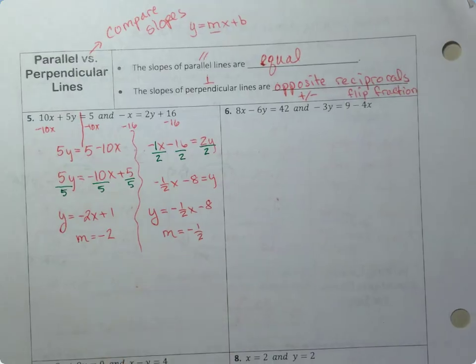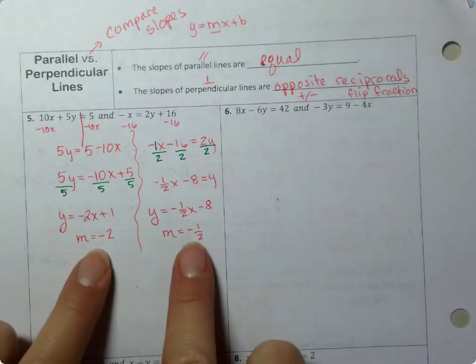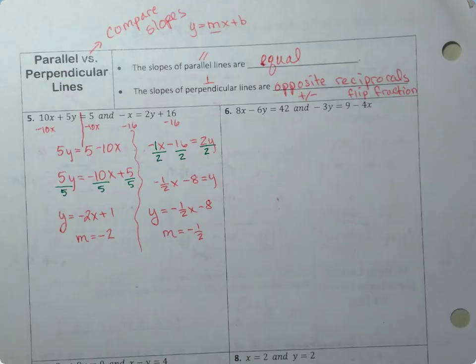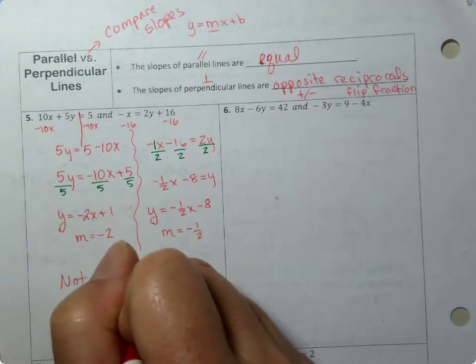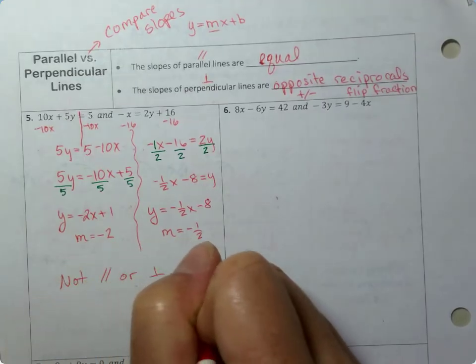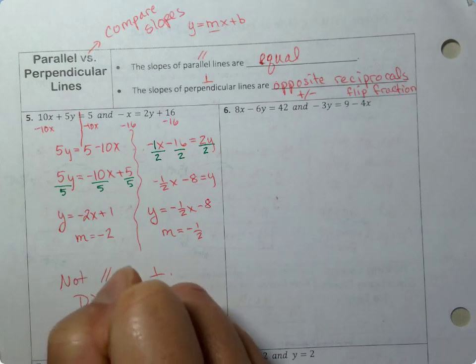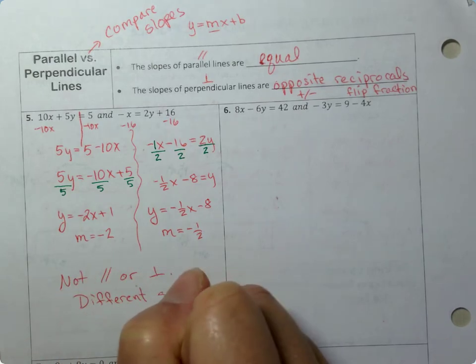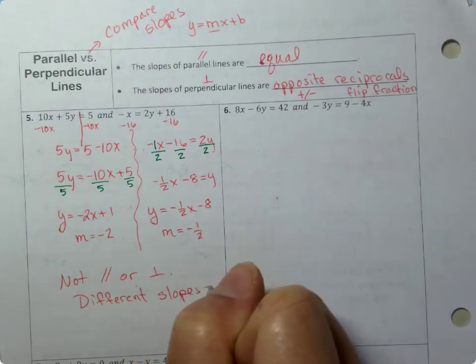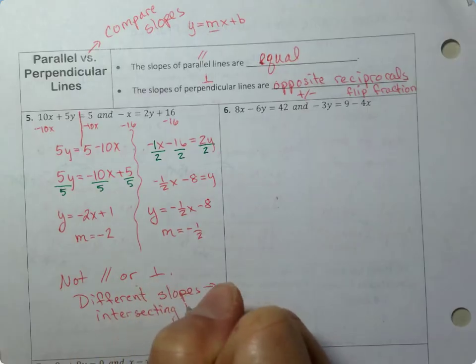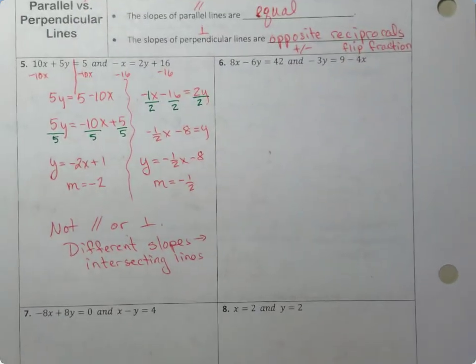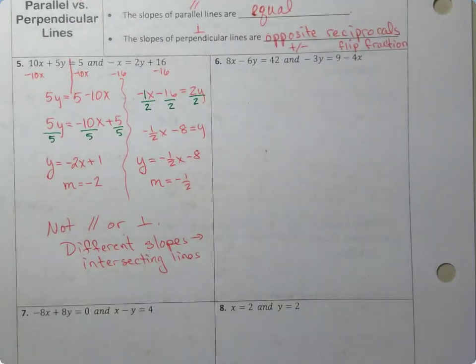Okay, so here's the deal. If lines don't have the same slope, they're going to intersect. If they are opposite reciprocals, then they'd be a special 90-degree intersection called perpendicular. So these are just not parallel or perpendicular. They are different slopes, which means intersecting lines. We don't know where. We know they're going to intersect, but they're not parallel, but they're also not perpendicular. Okay, perpendiculars are just a special intersecting line.